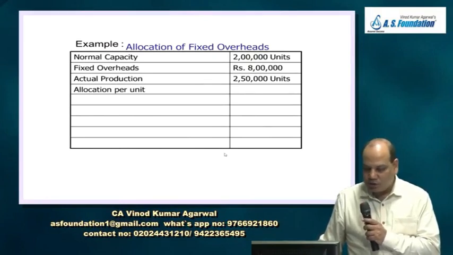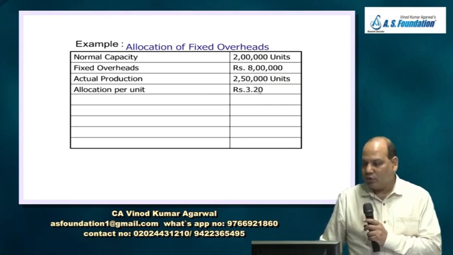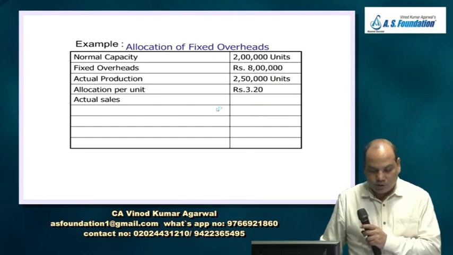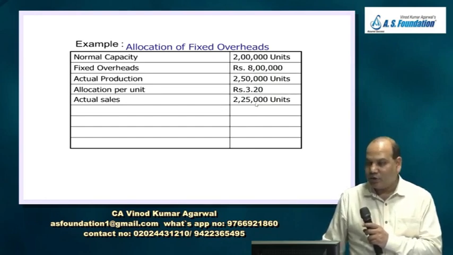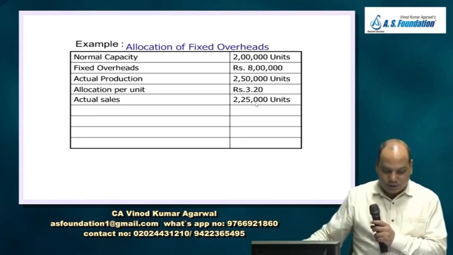Dear students, solve this third case. Case 3, write: actual is greater than normal. Normal capacity 2 lakh. Fixed overhead 8 lakh. Actual production 2,50,000 units. This time I have kept this answer for you. What will be allocation per unit? Is it 8 by 2 or 8 by 2.5? So the answer will be 8 by 2.5, 3.2. I will give you one figure, remaining you complete. Actual sale is 2,25,000 units. Complete till the end.